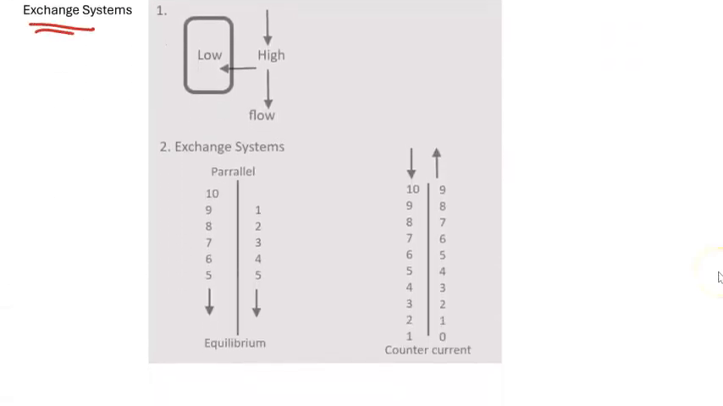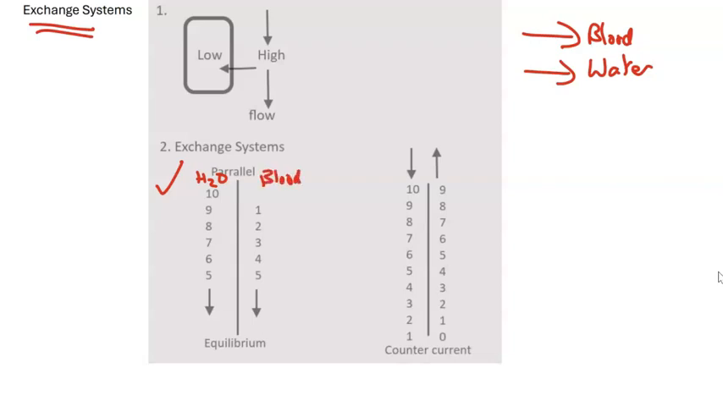Just looking at the exchange system, if our blood and water are flowing in the same direction, then we would have this set up here. So this would be the water here, and this would be the blood here. So if we consider oxygen, then oxygen would diffuse across until they come into equilibrium. And notice that that's not particularly efficient, that there's still oxygen left in the water which has not been extracted.